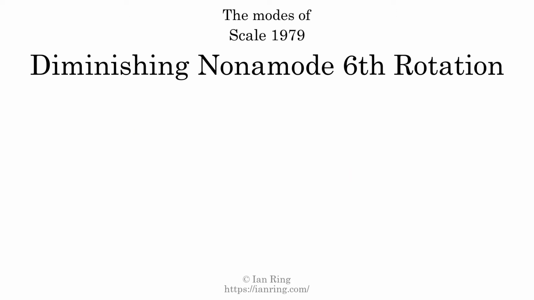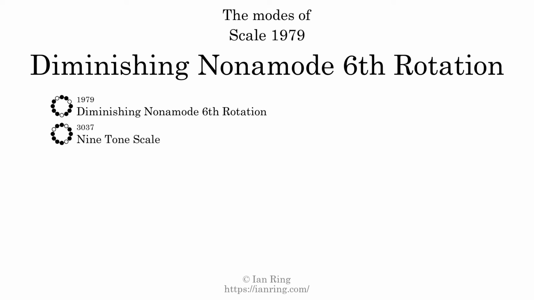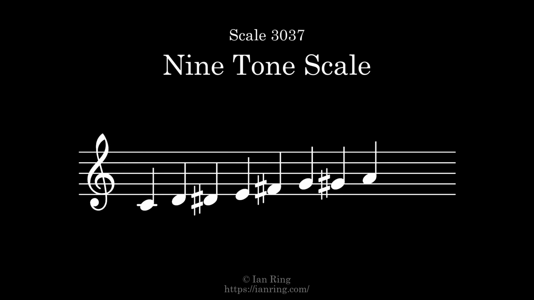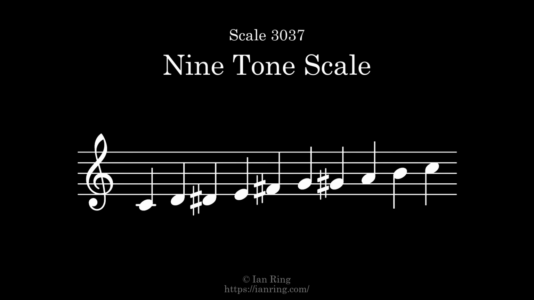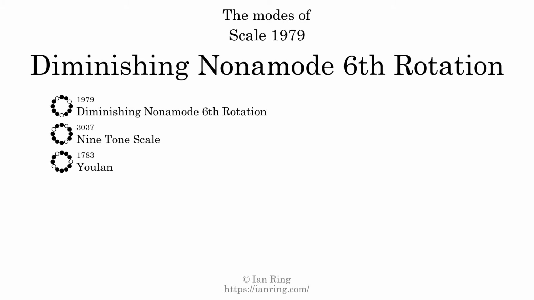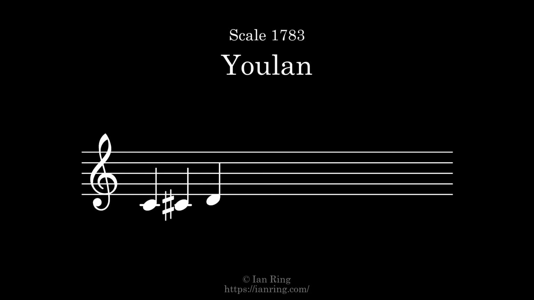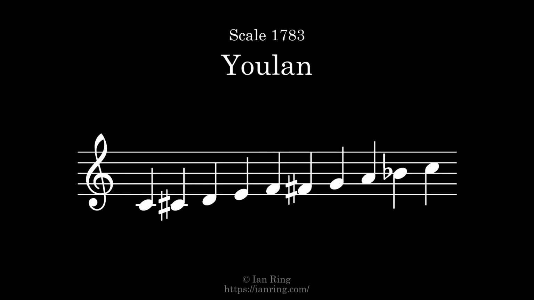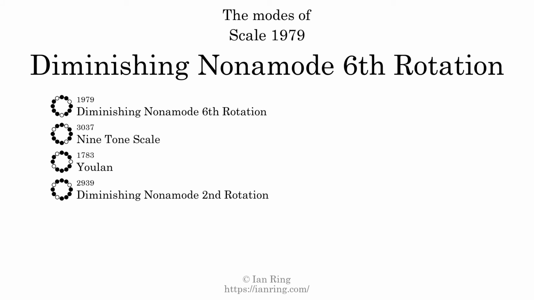This scale has 9 modes. The first mode is itself. The second mode is scale 3037, also known as 9-tone scale. It sounds like this. The third mode is scale 1783, also known as Ulan. It sounds like this. The fourth mode is scale 2939, also known as Diminishing Nonamode 2nd rotation. It sounds like this.